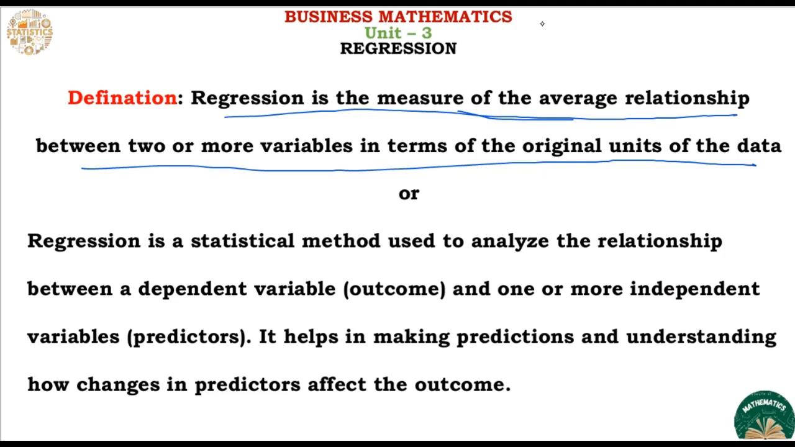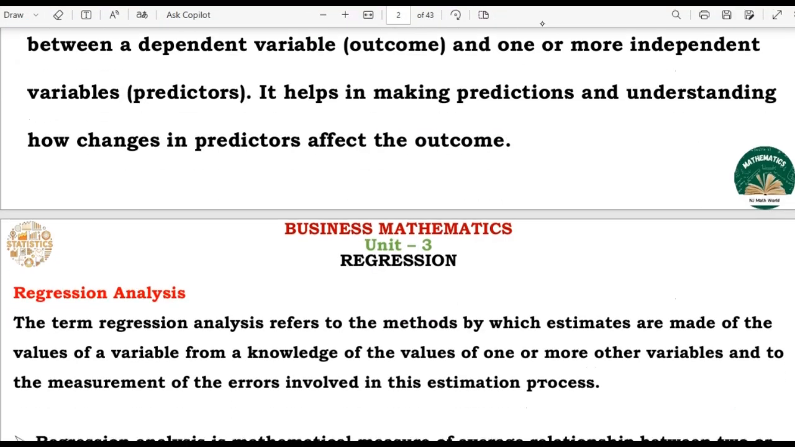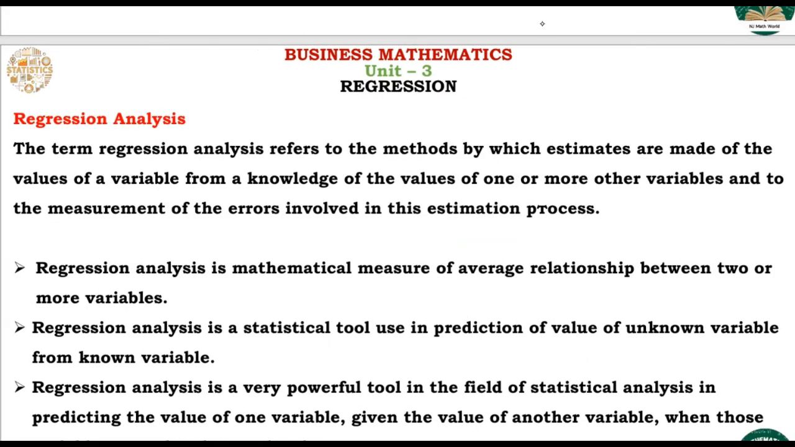Regression is a statistical method used to analyze the relationship between a dependent variable (outcome) and one or more independent variables (predictors). It helps in making predictions and understanding how a change in the predictor affects the outcome. So yeah, we have regression analysis here.